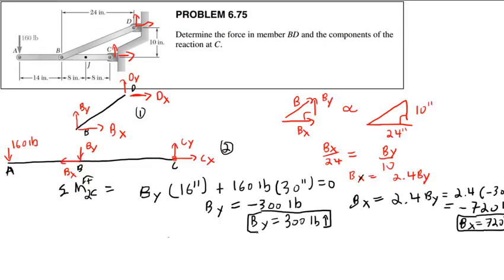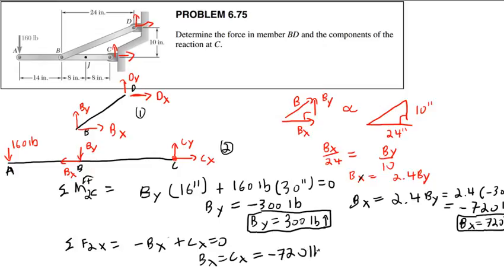All right, there's that. Now I simply just need to do a sum of forces on object 2 in the x direction, and I'm going to have negative bx plus cx equals 0. So bx equals cx equals, let's say, negative 720. Or cx equals 720 pounds to the left.